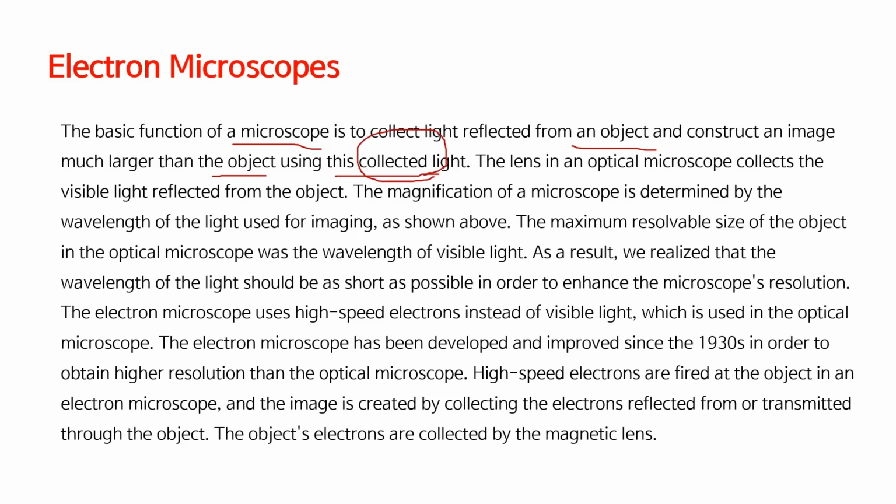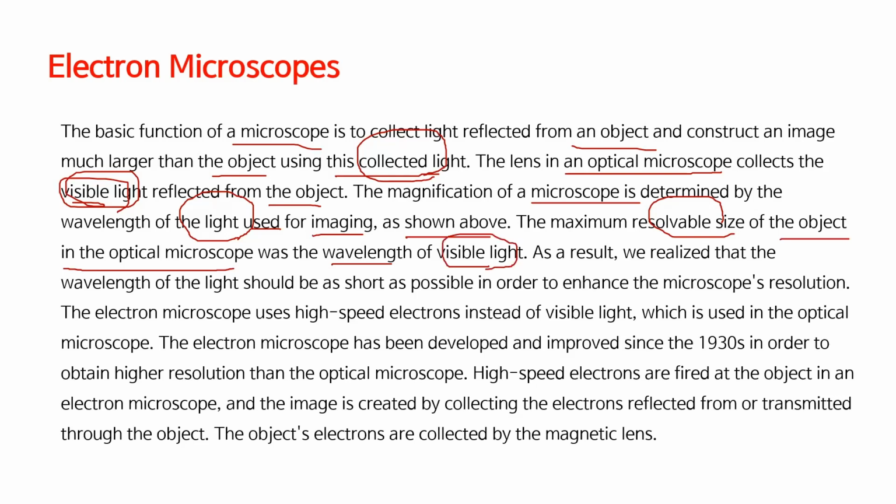The lens in an optical microscope collects the visible light reflected from the object. The magnification of a microscope is determined by the wavelength of the light used for imaging, as shown above. The maximum resolvable size of the object in the optical microscope was the wavelength of the visible light. As a result, we realized that the wavelength of the light should be as short as possible in order to enhance the microscope's resolution.